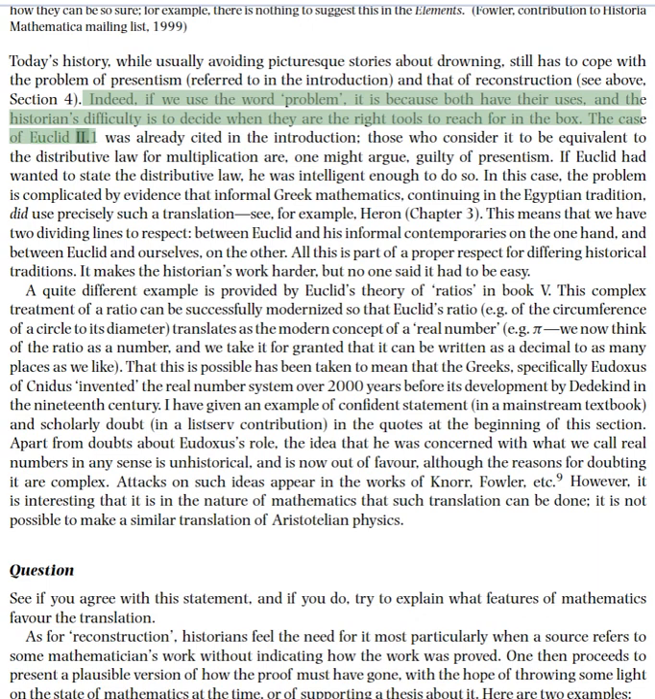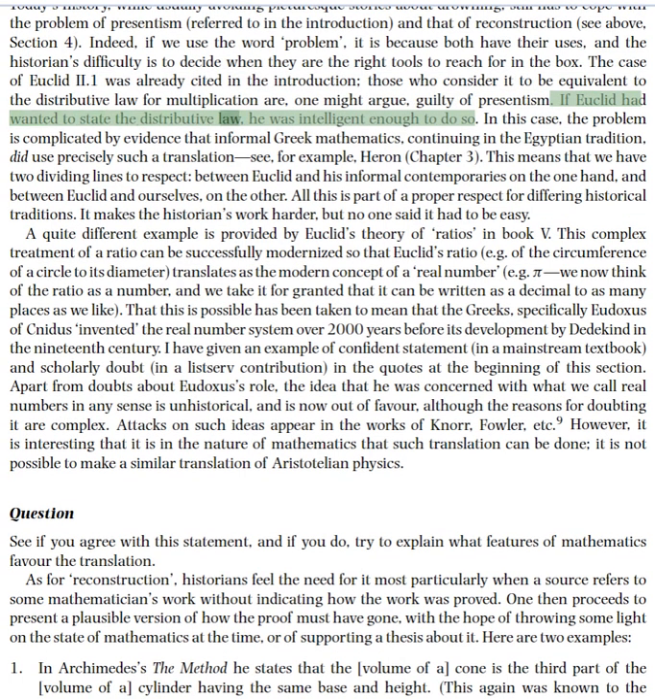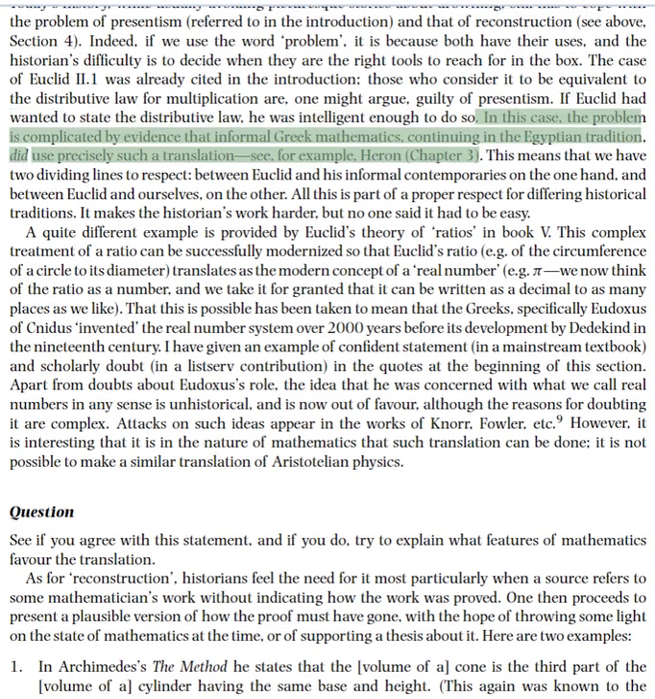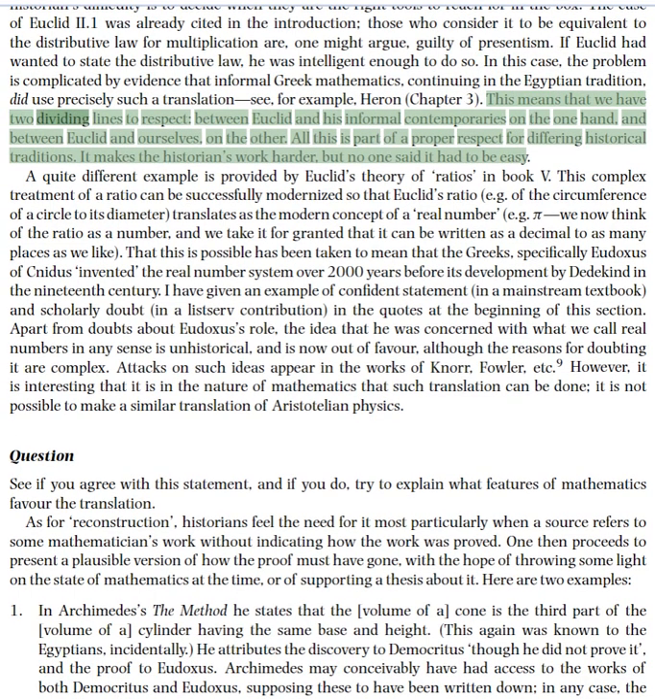The case of Euclid 2:1 was already cited in the introduction. Those who consider it to be equivalent to the distributive law for multiplication are, one might argue, guilty of presentism. If Euclid had wanted to state the distributive law, he was intelligent enough to do so. In this case, the problem is complicated by evidence that informal Greek mathematics, continuing in the Egyptian tradition, did use precisely such a translation. See, for example, Heron. This means that we have two dividing lines to respect, between Euclid and his informal contemporaries on the one hand, and between Euclid and ourselves, on the other. All this is part of a proper respect for differing historical traditions. It makes the historian's work harder, but no one said it had to be easy.